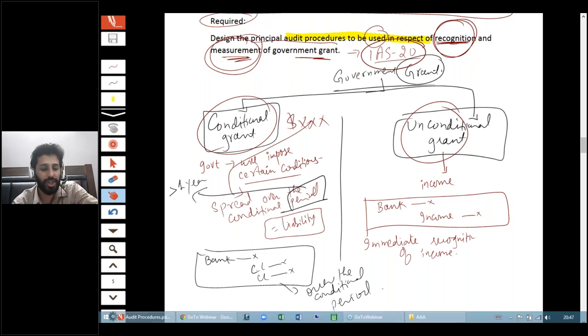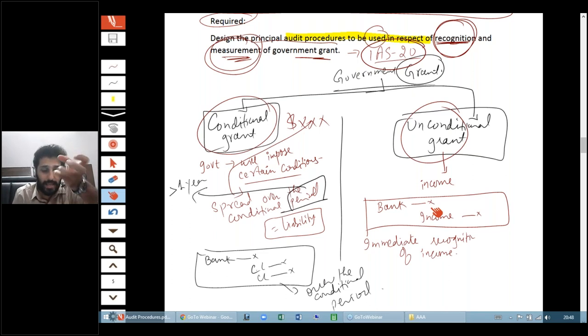If you want to write the procedure successfully, you should think of the accounting. Keep in mind the correct accounting and try to follow that accounting standard. These are the procedures as well. For example, if there is an unconditional government grant, what is the accounting treatment? It is the double entry, bank debit, income credit. Remember, these are two procedures.